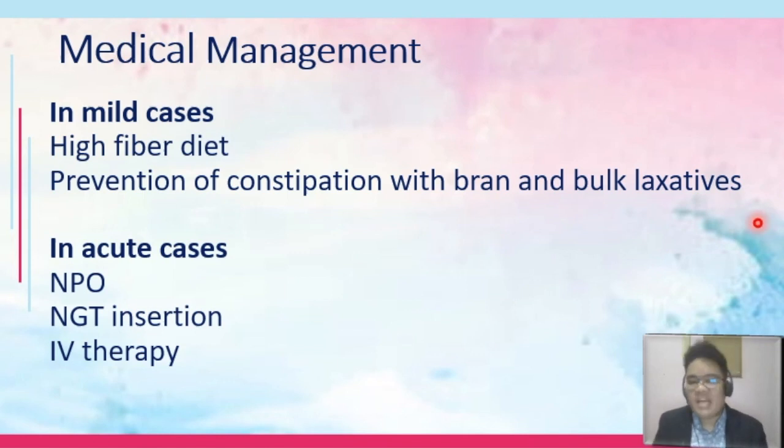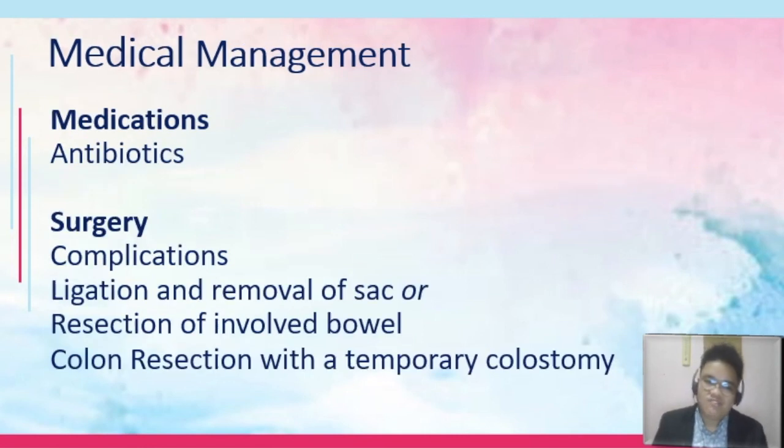Now, what will be our management for this patient? In mild cases, high fiber diet would work. Okay, we don't want food to be stuck up there in the diverticulosis. So we want it moving. High fiber diet. Then prevention of constipation with bran and bulk laxatives. In acute cases, you would need to place the patient on NPO. Gastric rest for that matter. NGT insertion may be needed. And then IV therapy, just to make sure that the patient is receiving adequate fluids. Then medications, if it is diverticulitis, you would need antibiotics.